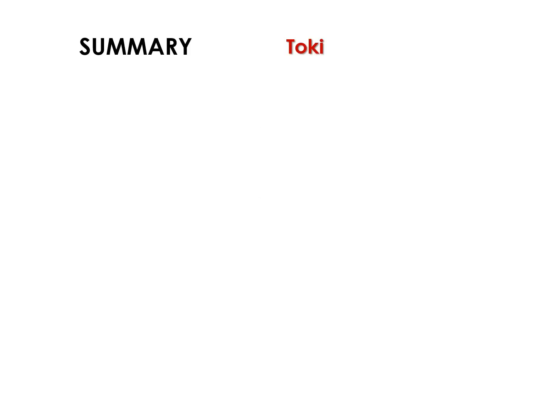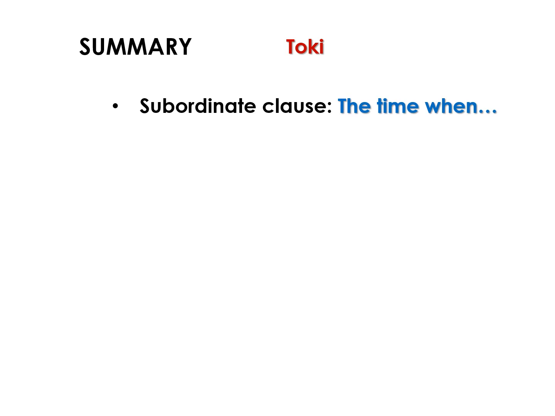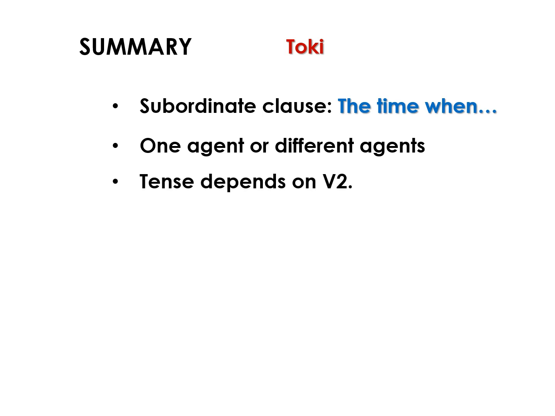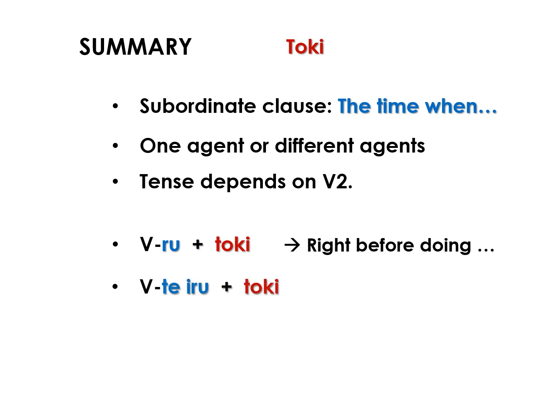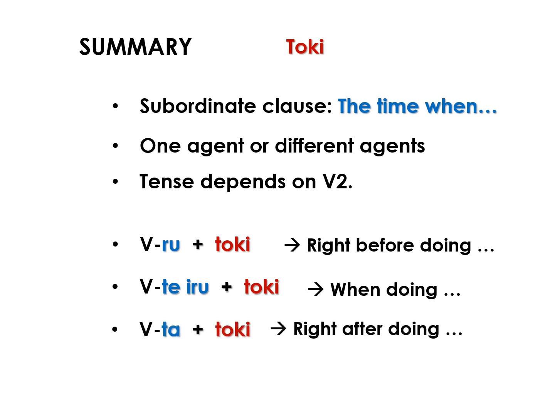To summarize, we learned how to use the pseudonoun toki to make subordinate clauses that mean the time when. The agents in the toki clause and the main clause can be the same or different. The tense of the whole sentence depends on the tense of the verb in the main clause. Here are the possibilities when using verbs with toki. Ru-toki means right before doing the action. Te-iru-toki means when doing the action. Ta-toki means right after doing the action. And nai-toki means when not doing the action.